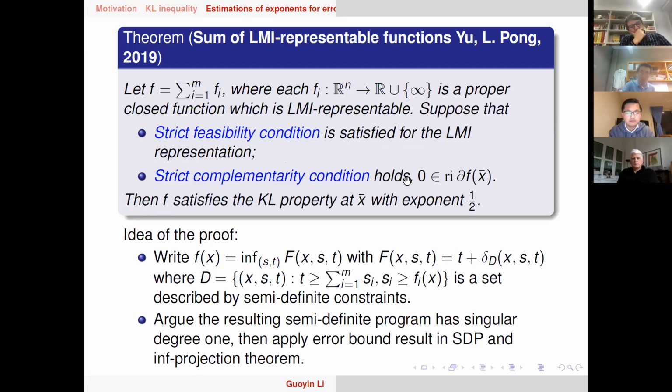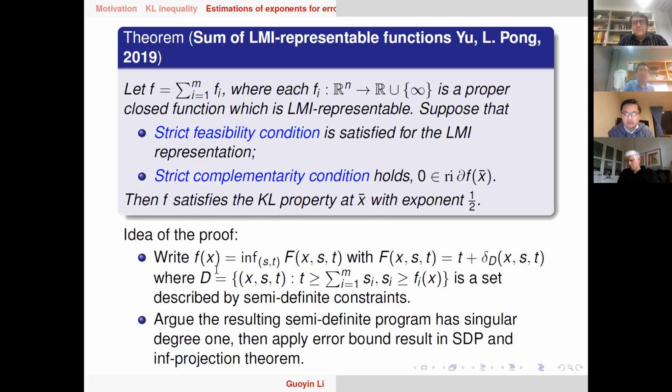And also the second condition is more important. We are assuming the strict complementarity condition is satisfied, which means that 0 is in the relative interior of the subdifferential at the point x bar. Okay, then you will see that f satisfies the KL exponent 1/2 at the point x bar. Okay, and how do we do that? The idea of the proof is very simple, but actually you will see later on all the strategy would be very similar. So let me explain here.